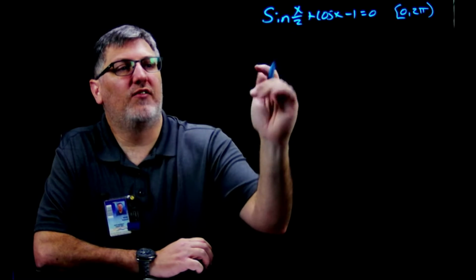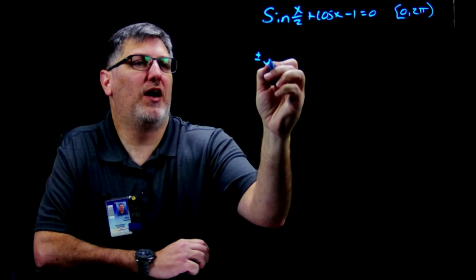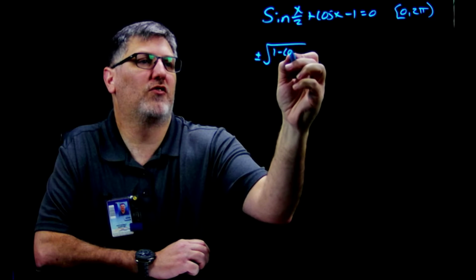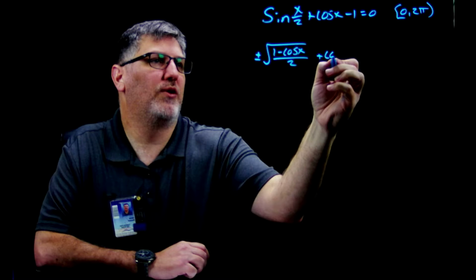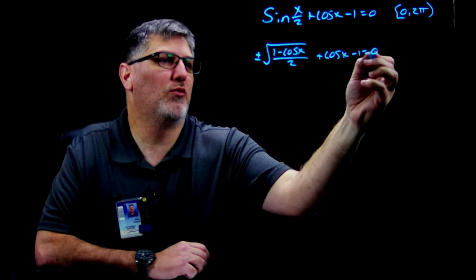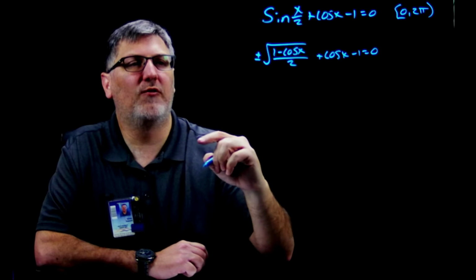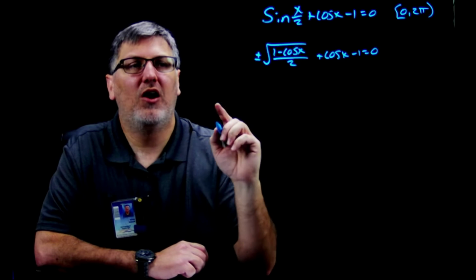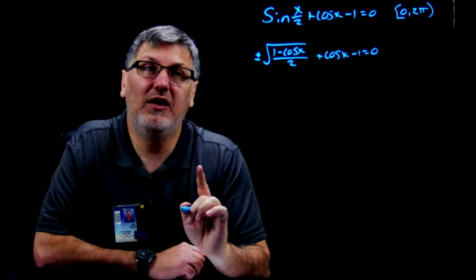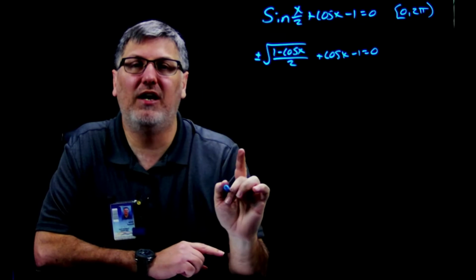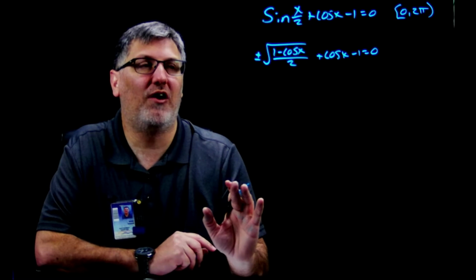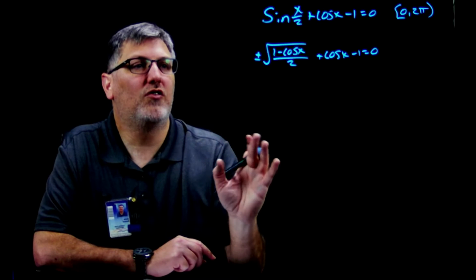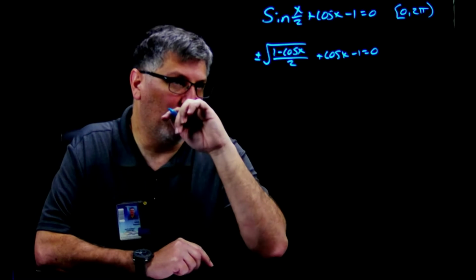I know that sine of x divided by 2 is going to be plus or minus the square root of 1 minus cosine x over 2. Now I have my plus cosine x minus 1 equals 0. Really, this is two different equations. We have the plus or minus. What's really nice about this is when you solve the plus and the minus, you end up with the exact same thing. So it's pretty nice on that aspect. So I'm just going to solve the plus side here.